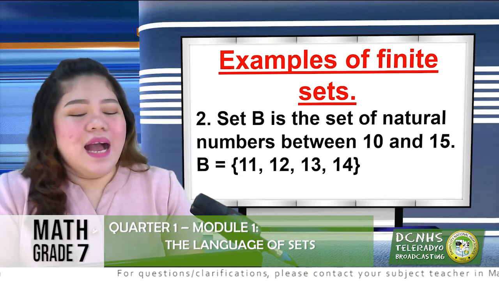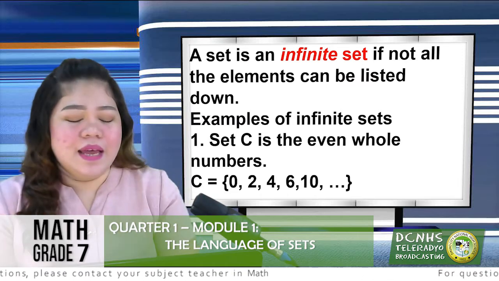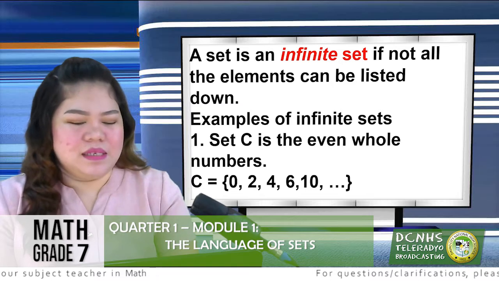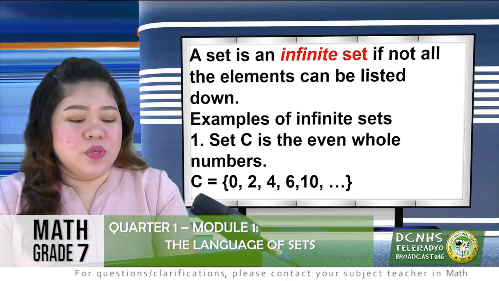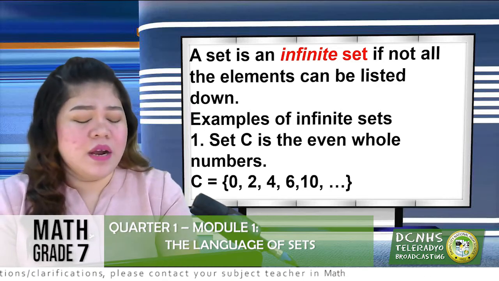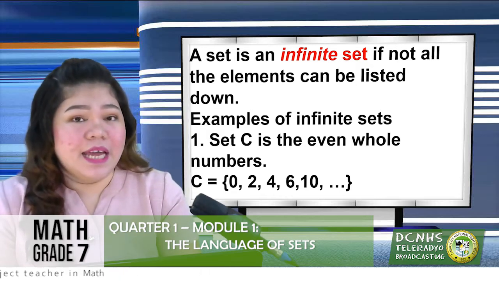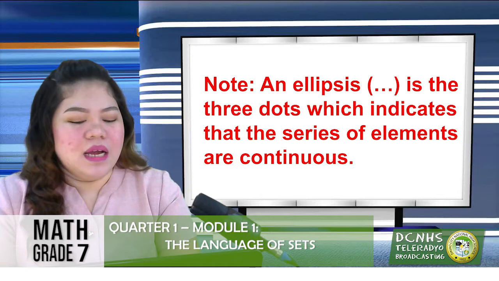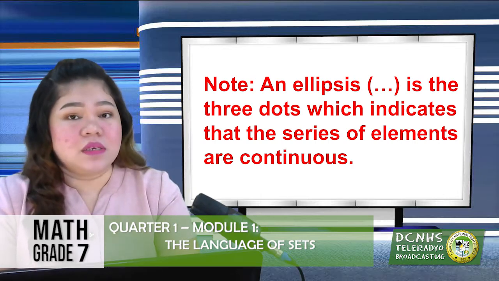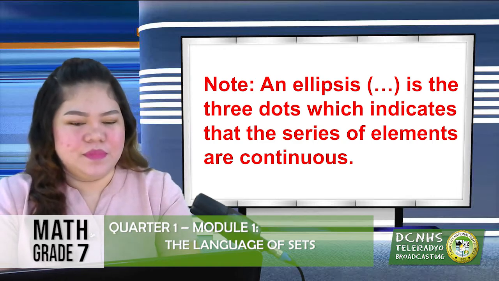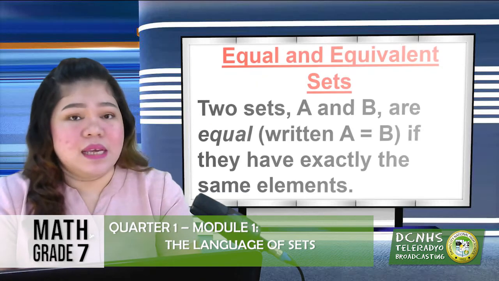Infinite sets. A set is an infinite set if not all the elements can be listed down. Examples of infinite sets. Number 1, set C is the even whole numbers. So therefore, the elements of set C are 0, 2, 4, 6, 8, etc. Note, an ellipsis is the 3 dots which indicates that the series of elements are continuous. Let's proceed with equal and equivalent sets and universal sets and subsets.